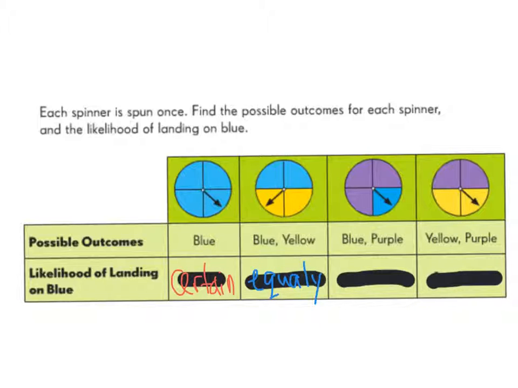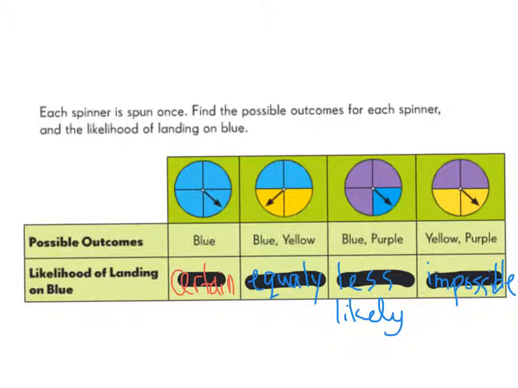And the next one here, it's purple, purple, purple, blue. So what is the likelihood that it will land on blue? Remember, the question's always the same. It is less likely that it will land on blue. Okay? And then we have over here, purple and yellow. Again, the same question. The likelihood of it landing on blue is impossible. Blue is not an option. There are no blues here. So can it land on blue? No. It is impossible for it to land on blue.